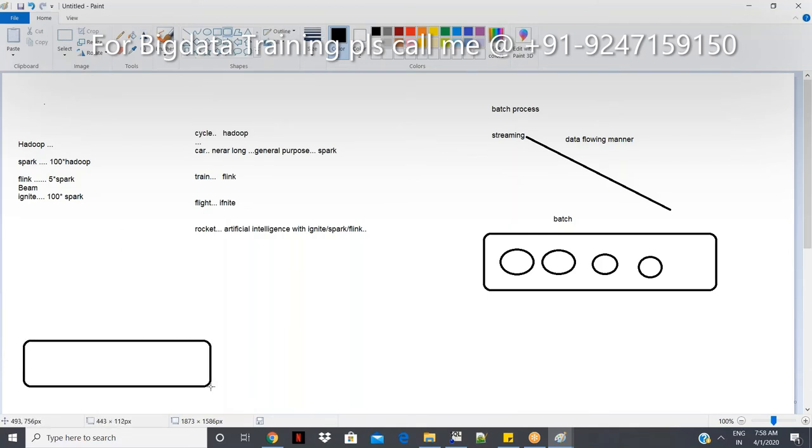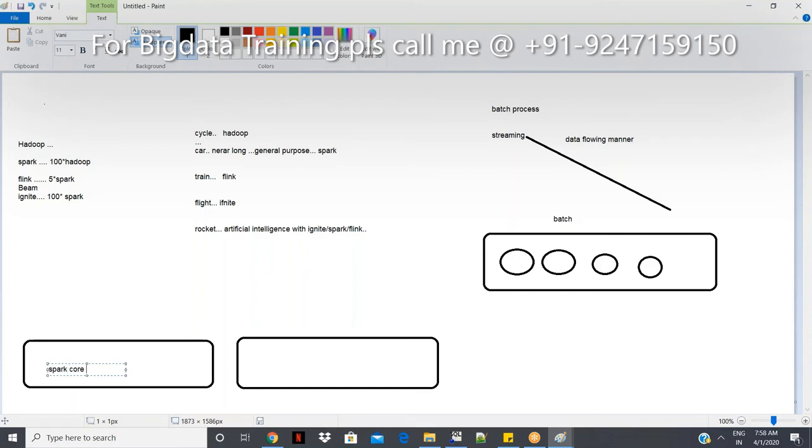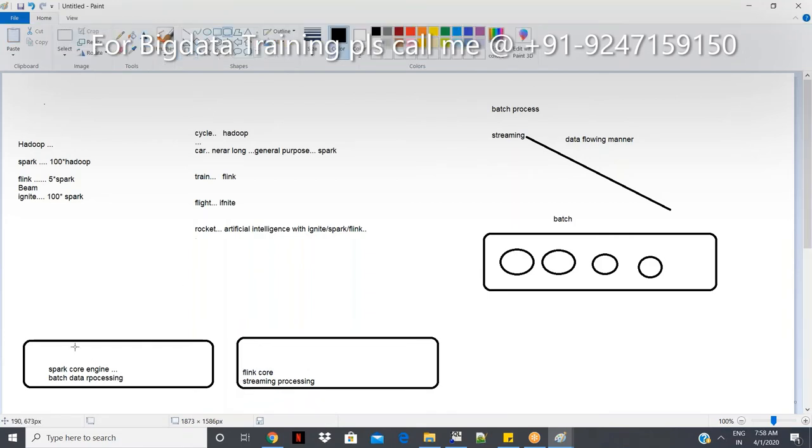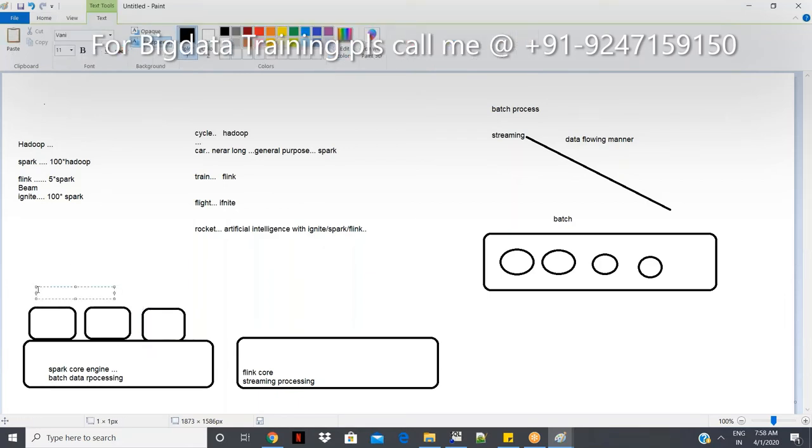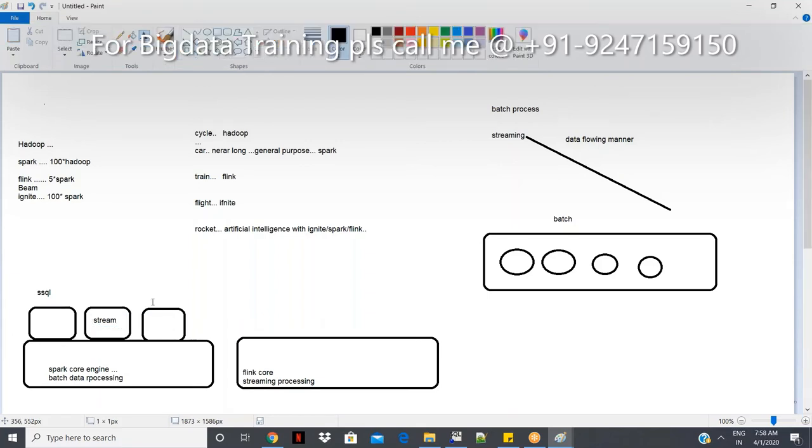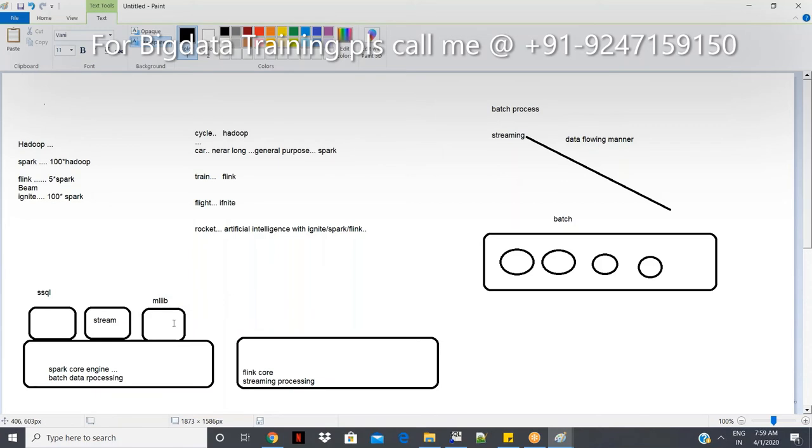What is the difference between Spark and Flink? This is the Spark engine. Please note, Spark core is the Spark engine, and by default it is batch data processing. But Flink core, by default, is a streaming processing engine. On top of this Spark core engine, you use different types of libraries: the Spark SQL library, the Spark streaming library, and the MLlib library. Like this, you are using many libraries.